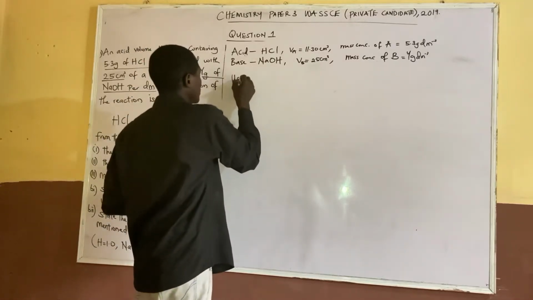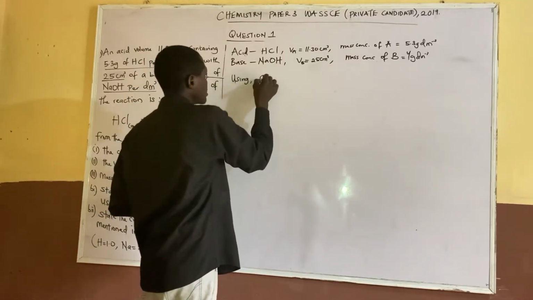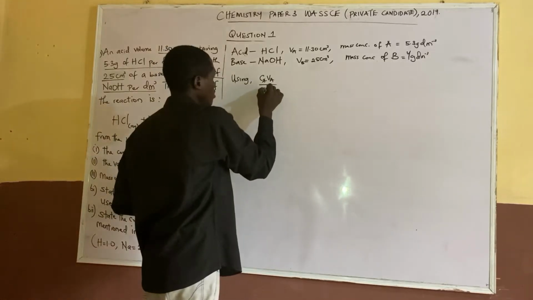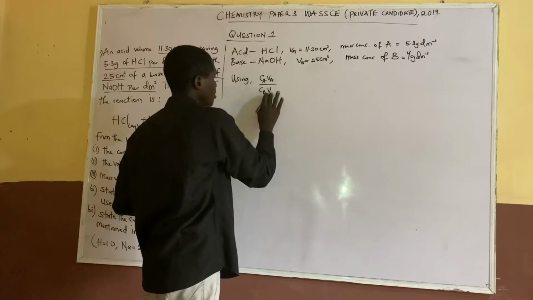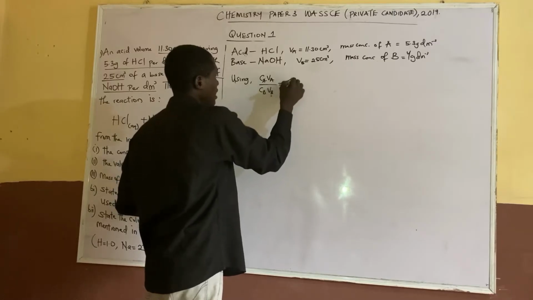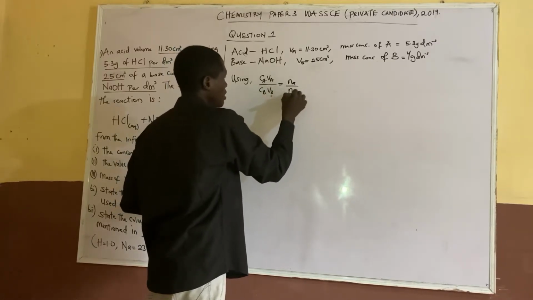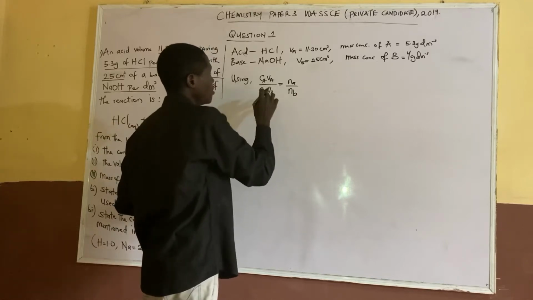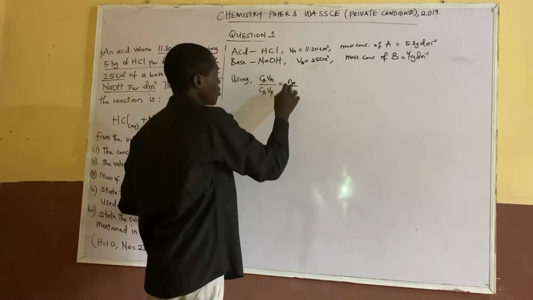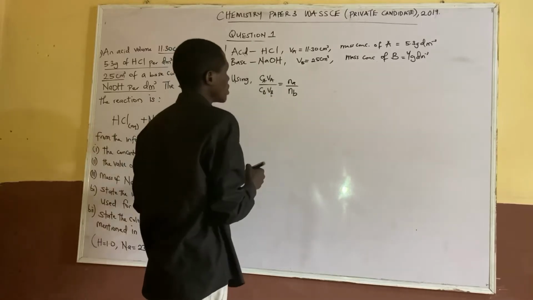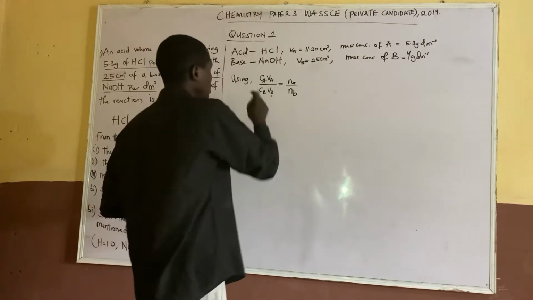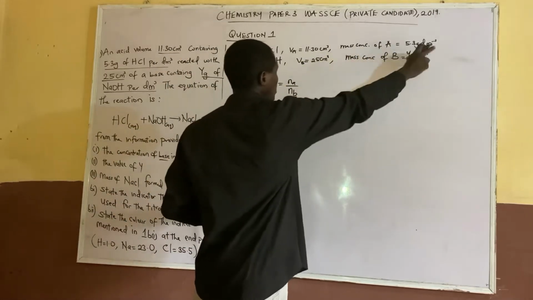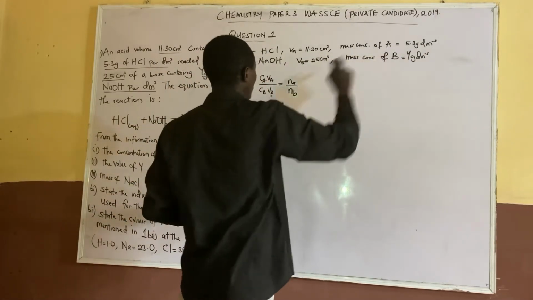The general formula is CA VA over CB VB equals NA over NB. Now we need CA. We have not been given it directly, although we can calculate our CA from the given parameters.